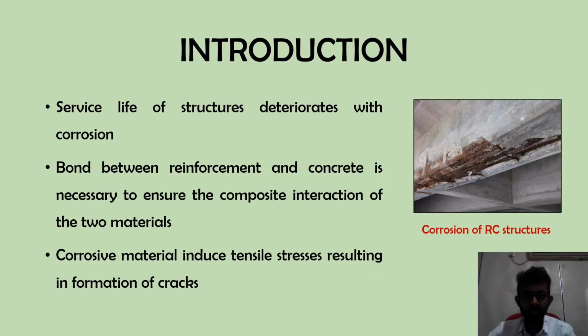Introduction. The service life of structures deteriorates due to corrosion. The bond between steel and concrete is the key feature that decides the use of concrete as a construction material. Basically, the effect of corrosion is on the surface properties of the steel, which will exert tensile stresses on concrete while making new compounds, which will result in the formation of cracks.